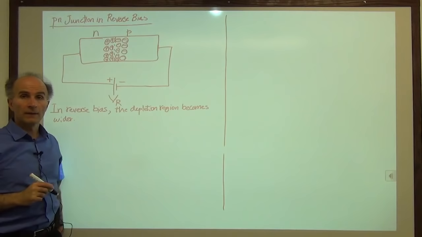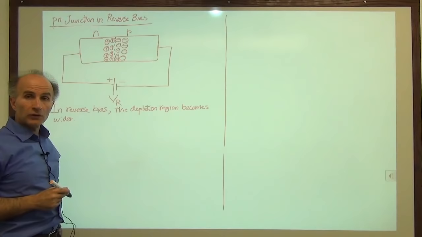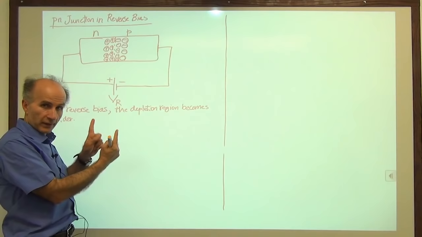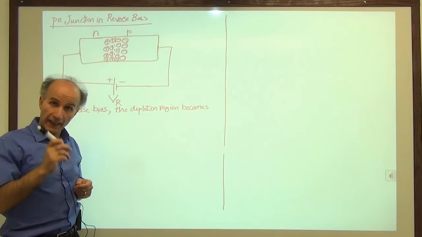Okay, so that's not bad. But what good is this device anyway? I have a device, and all that happens is that when I apply zero voltage to it, it has a certain depletion region. And when I apply reverse voltage, let's say 1 volt, the depletion region is wider. Is that any good? Well, such a device can act as something very interesting and very useful.